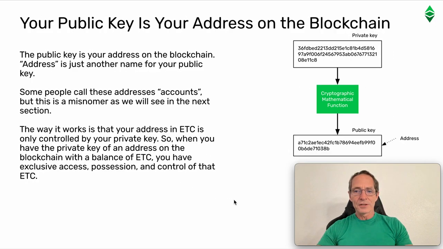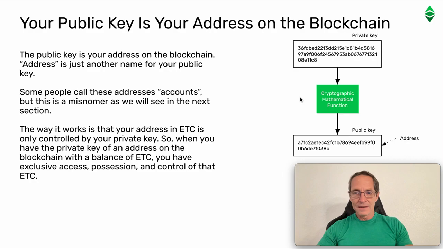Your public key is your address on the blockchain. Address is just another name for your public key. Some people call these addresses accounts, but this is a misnomer, as we will see in the next section. The way it works is that your address in ETC is only controlled by your private key. So when you have the private key of an address on the blockchain with a balance of ETC, you have exclusive access, possession, and control of that ETC.